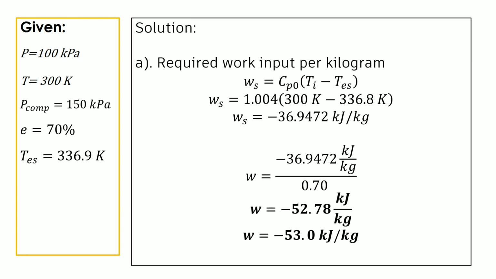After getting the estimated temperature, we can now proceed to answer the question, the required work input per kilogram in our automotive supercharger under a pressure of 100 kilopascal and 300 Kelvin initial temperature. Plugging in all the needed values in our formula, we have the given constant under constant pressure, 1.004, multiplied to the difference of the initial and estimated temperature. We now have the work input per kilogram for our automotive supercharger to be negative 36.9472 kilojoules per kilogram.